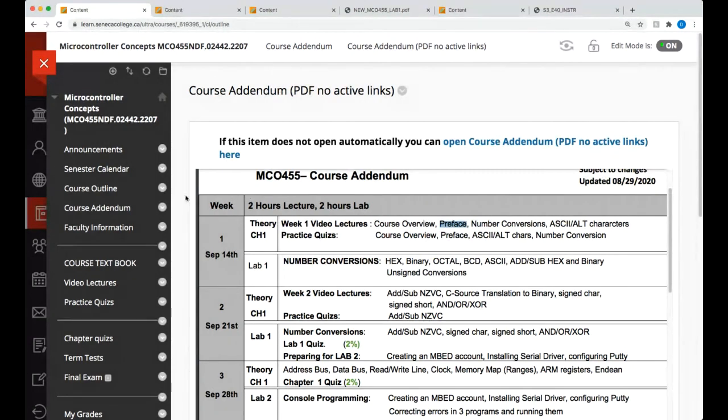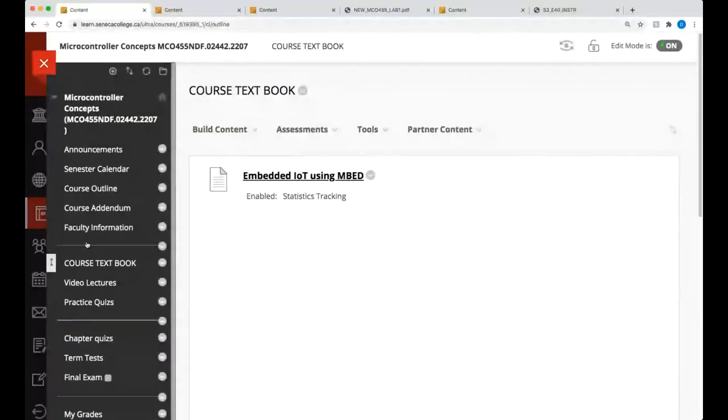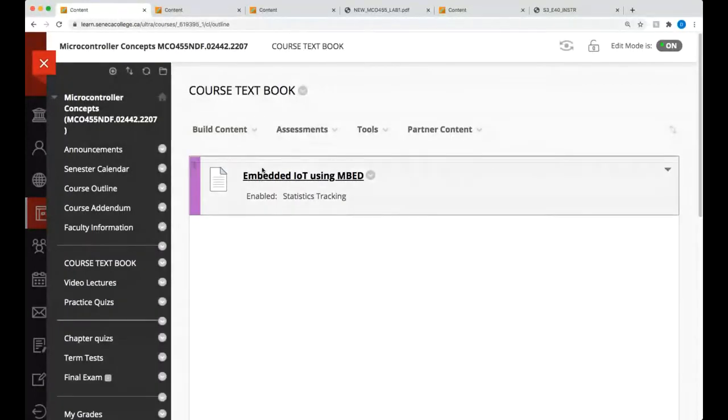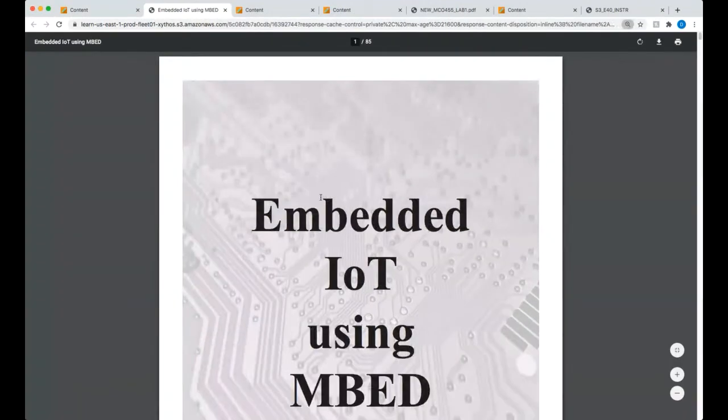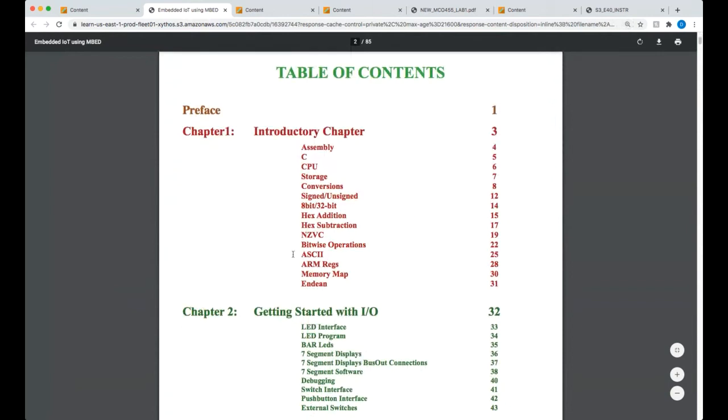Practice quizzes. So let's take a look over here. Everything is pretty much set up in a very simple manner. So right now, let's take a look. Course textbook is here, and you'll find the course textbook is available in your lab and theory sections both. And you just click on this. This is free. This doesn't cost anything. It's here, so you can go through it and start reading up on things like the introductory chapter.